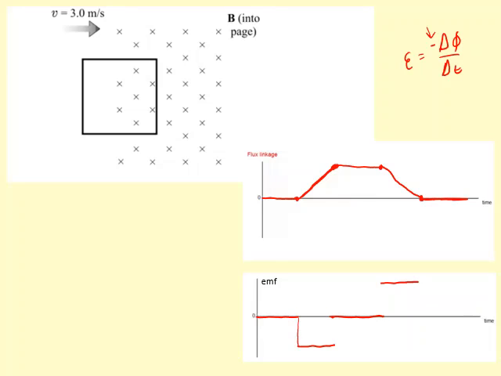So you can link them up like this. You can see every time there's an increase or decrease in flux linkage, there's a pulse showing that EMF is induced. And obviously once it's outside, there's no EMF induced.